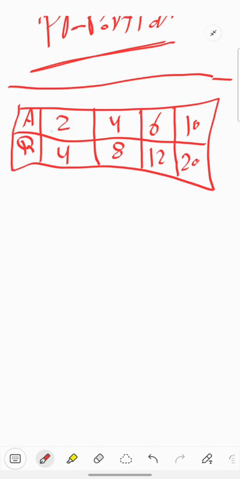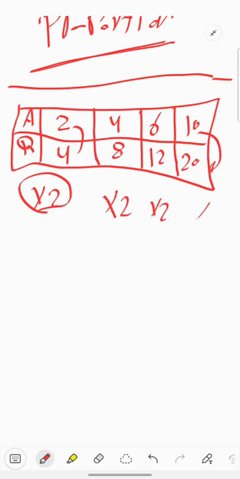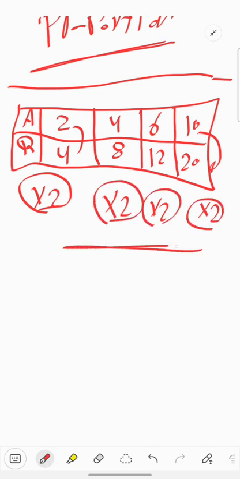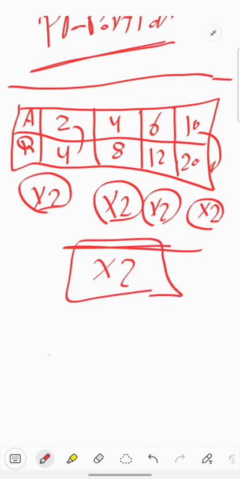Of course, now we have 2 and 4. 2 becomes 4 by multiplying by 2. So the constant here is multiplied by 2. 4 becomes 8. It's also multiplied by 2. 6 becomes 12 by 2. And 10 becomes 20 also by 2. So the constant of ratio here in the whole table is multiplied by 2. It's the same in the whole table, so the relation is proportional. One more.